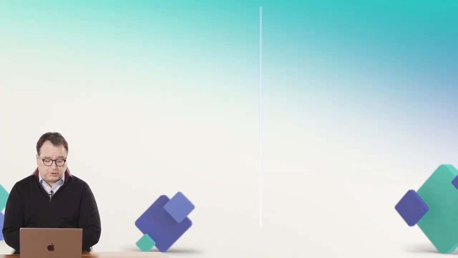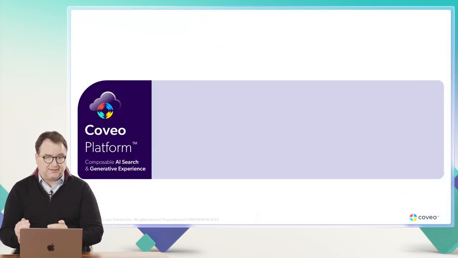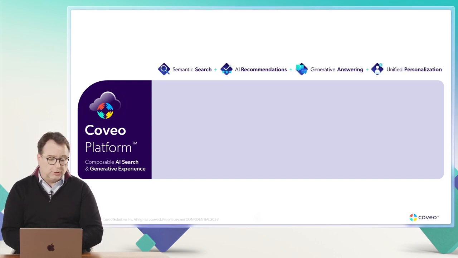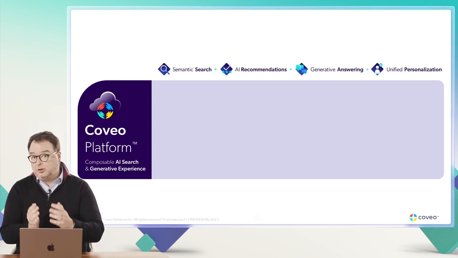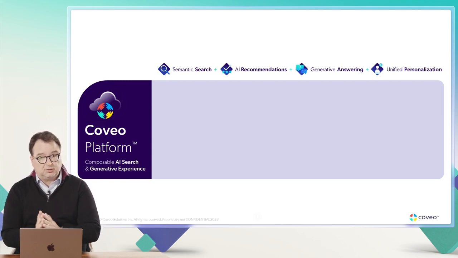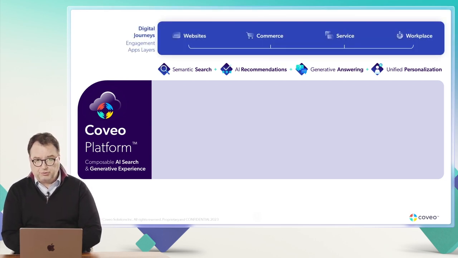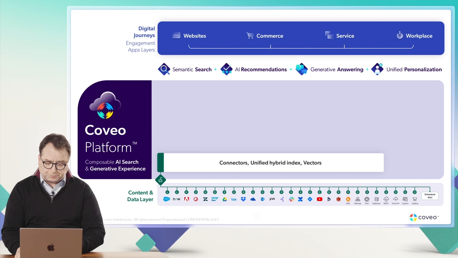The Coveo platform is really a composable AI search and generative experience platform that now supports semantic search, AI recommendations, generative answering, which is critically important, and we'll dig a little bit deeper on that in the second part of the presentation, and of course, unified personalization. We power multiple use cases, as most of you know, across websites, commerce, service, and workplace. So that's our engagement and app layer.